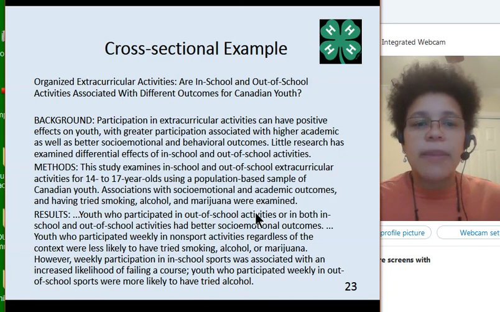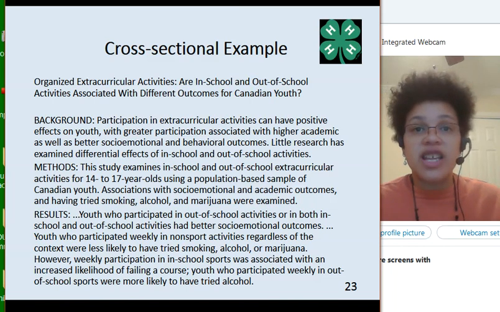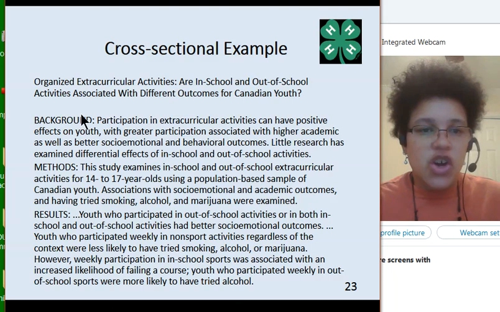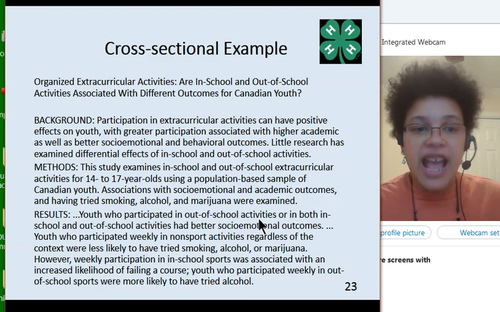Okay, so basically, this sounds like it was a very large study. It may have been. Often these types of large studies are government funded. So they found that youth who participated in out-of-school activities or in both in-school and out-of-school activities had better socio-emotional outcomes. And then they found different effects for whether they were sport or non-sport and whether they were in school versus out of school. So this is from the abstract.